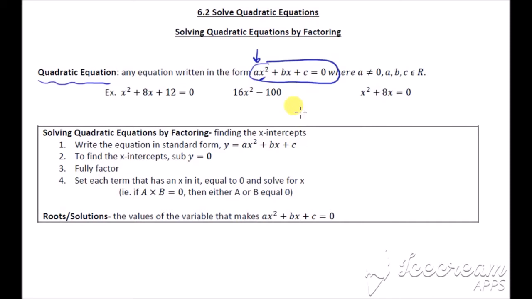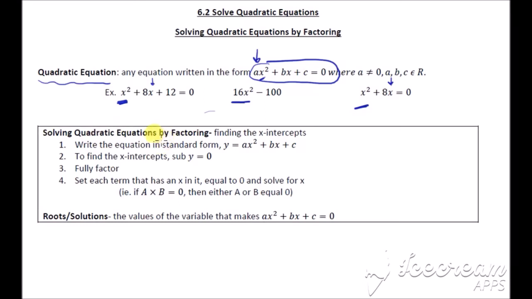Okay, so here are some examples. X squared plus 8x plus 12, it has an x squared, so it's a quadratic equation. 16x squared minus 100, it still has that x squared, so a does not equal 0. And then x squared plus 8x. And just note that the degree on the other x's is 1. So we don't have a y squared, we don't have an x in the exponent.